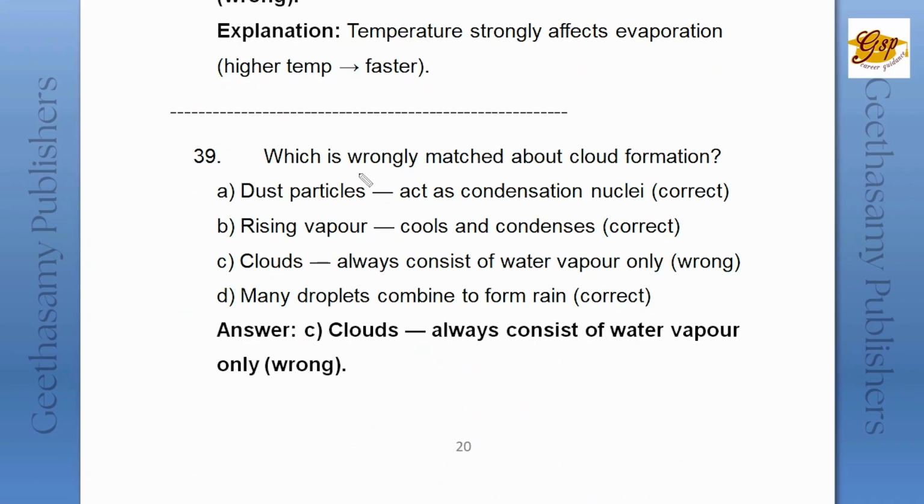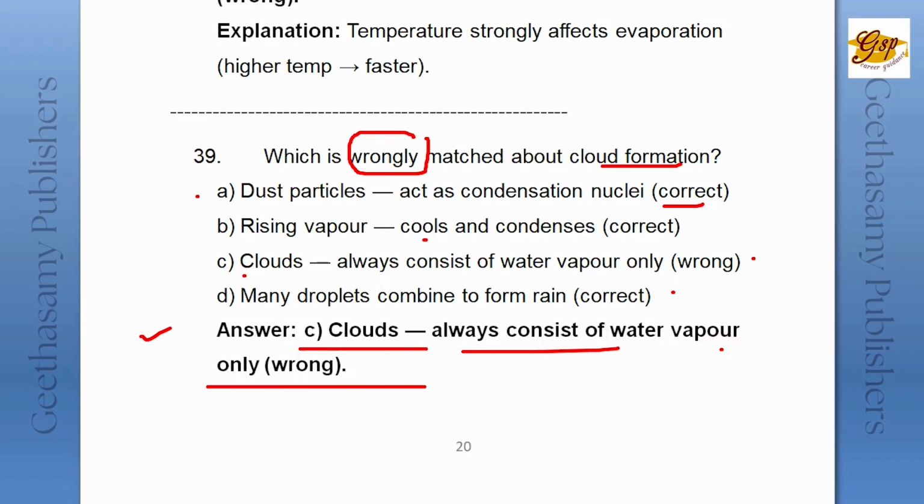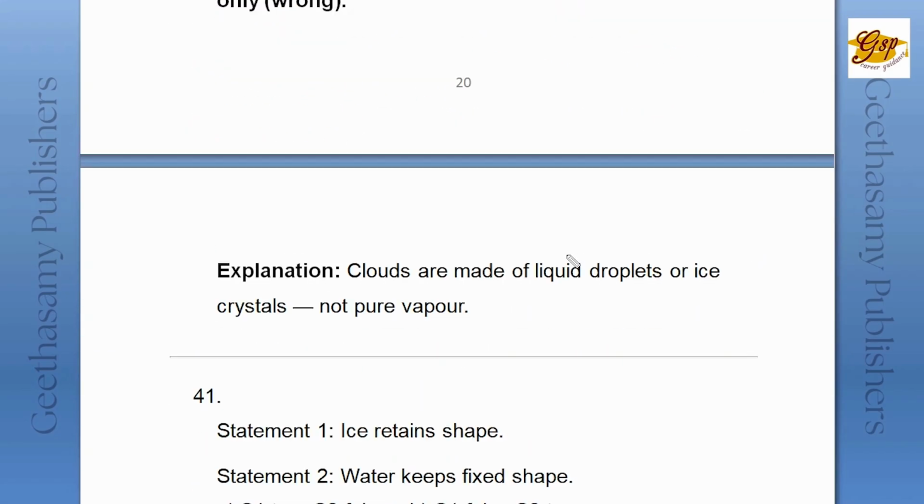And 39th question, again it's a wrong match. On cloud formation, dust particles act as condensation nuclei, correct. Rising vapor cools and then condenses, correct. Clouds always consist of water vapor only, wrong. Many droplets combine to form rain, correct. The answer is C. Clouds always consist of water vapor only, wrong. The explanation is, clouds are made of liquid droplets and ice crystals, not pure vapor.